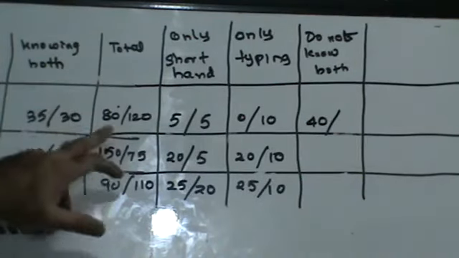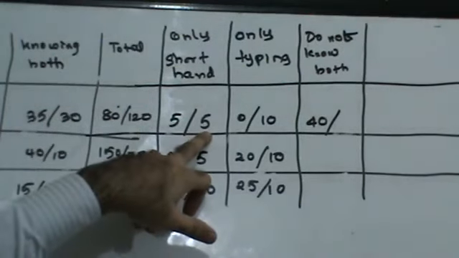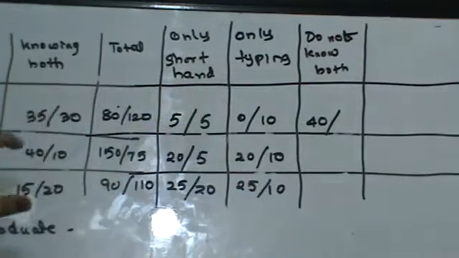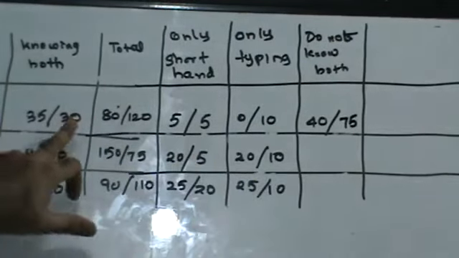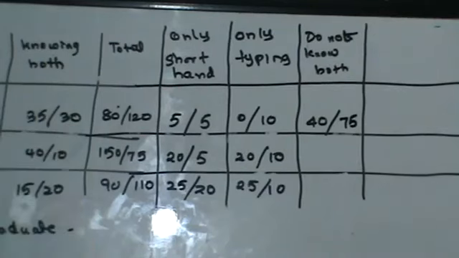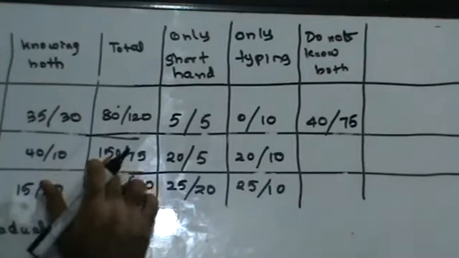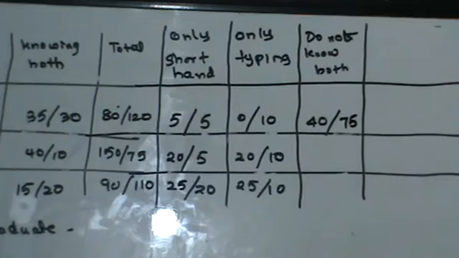Similarly, there are 120 people here, out of which 5 know shorthand, 10 know typing, and 30 know both. So how many of them know none? 75. Subtract. I just checked that. 120 minus 15 and this 40. So 120 minus 75. Okay. Next, let's move on ahead. You have 150 people here, out of which 20 know only shorthand, 20 know only typing, and 40 know both. So that means this will be 70. 150 minus 80 will give you 70.